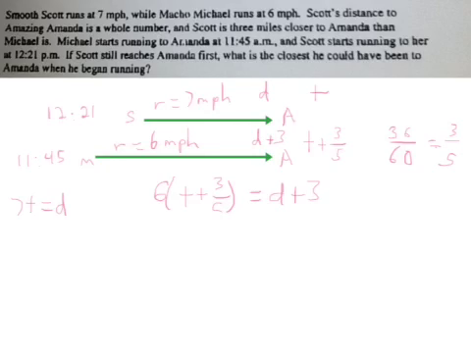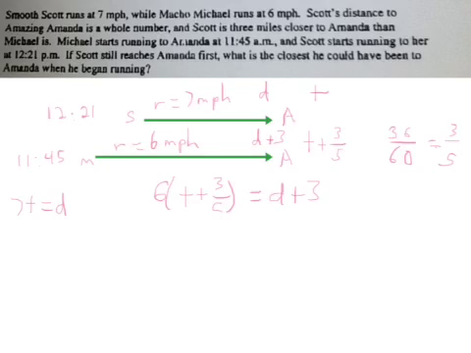And his time, we know he left 36 minutes before Scott did. So he had an extra 36 minutes of travel. Now 36 minutes, we need to convert that to hours, so 36 over 60 gives me 3 over 5. So his time is going to be t plus 3 over 5.